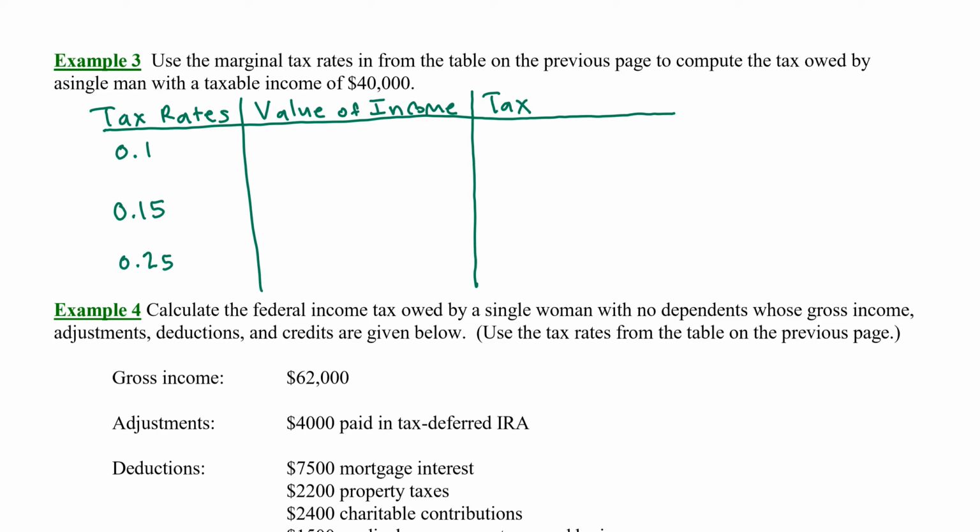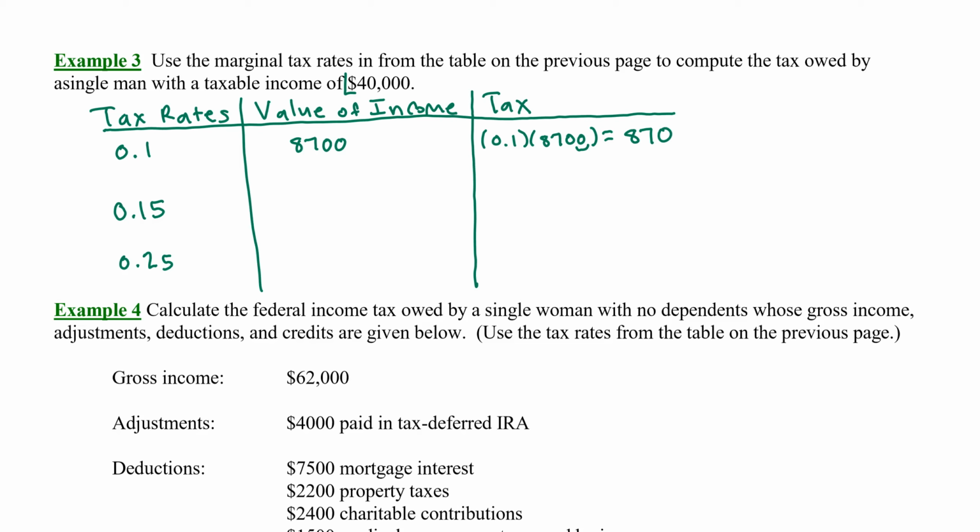Recall from the table that the first $8,700 that one earns will be charged this 10% tax rate. So we're going to take percent times amount, 10% of 8,700. Remember, to find 10%, you just move the decimal one place to the left. So he's going to owe $870 on that first $8,700 that he has earned.